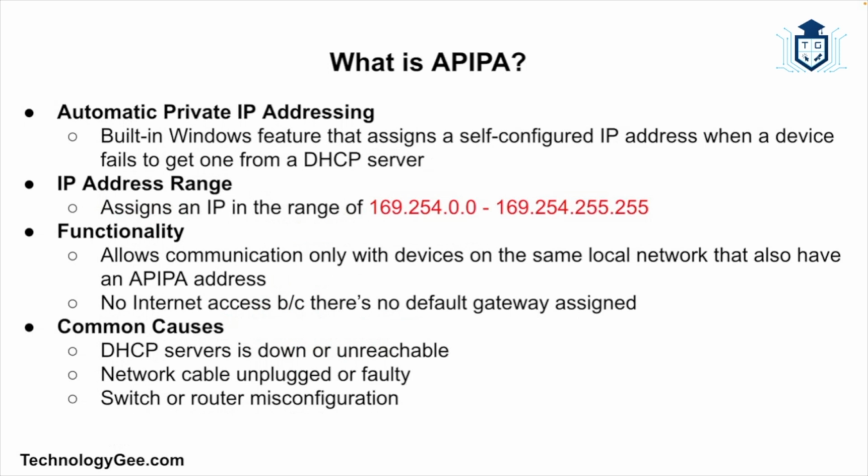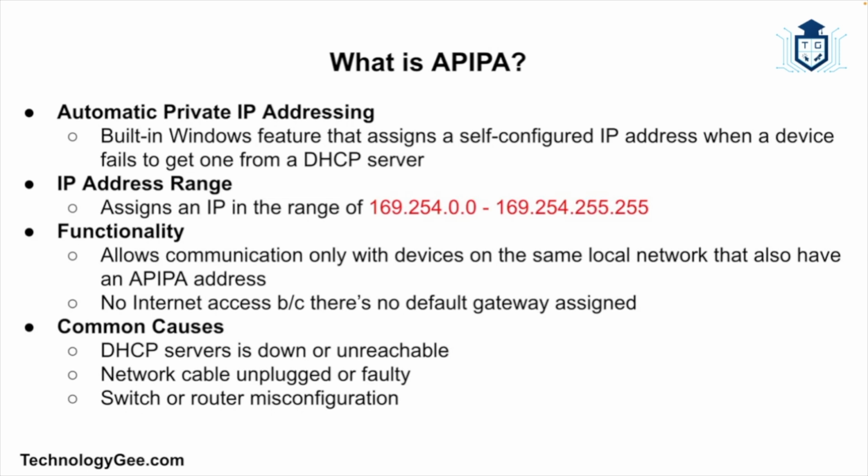All right, so let's move on to talk about APIPA. Now, exactly what the heck is APIPA? Well, APIPA stands for Automatic Private IP Addressing. If your device tries to get an IP address from the DHCP server and fails to get one, your device will automatically assign itself an IP address from this range right here: 169.254.0.0 through 169.254.255.255. What does that mean? Well, your device can still talk to other devices on the same local network with an APIPA address, but it will not be able to reach out and talk to the internet.